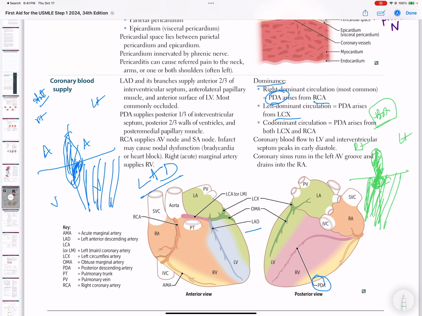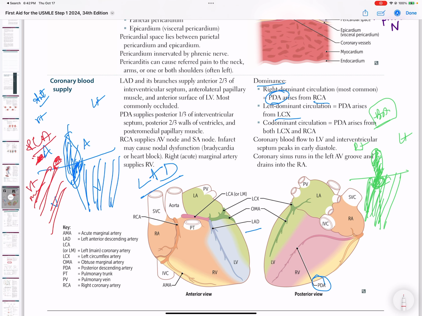Now in the anterior part, let's go with AV node and SA node. Where are they? They are on the right side near the interatrial septum. So there is AV node and there is SA node. So these, and then the posterior 2/3 of the ventricle, these and the right ventricle is supplied by a branch of the right coronary artery, that's the right marginal branch, and this is right coronary artery. It supplies the nodes.